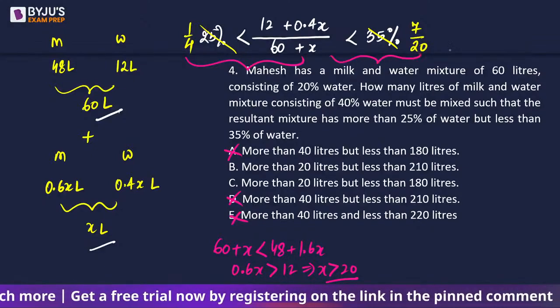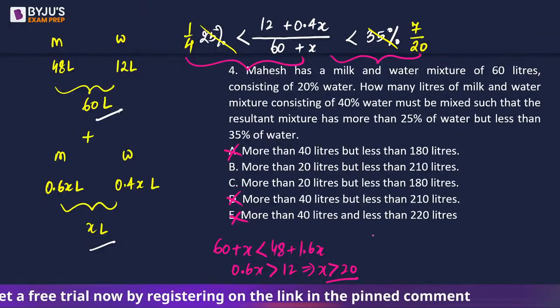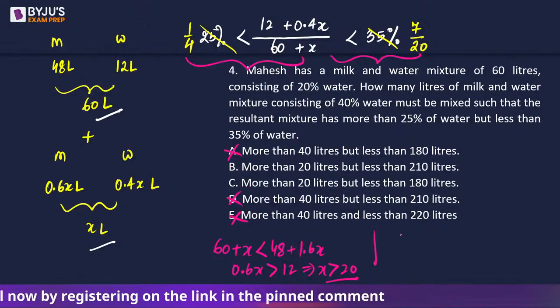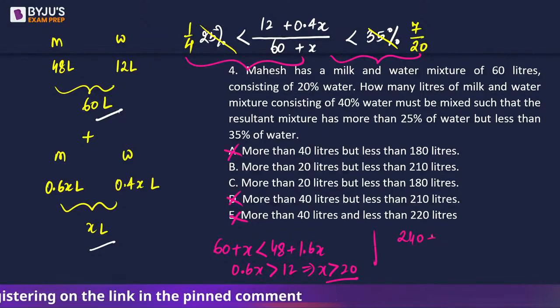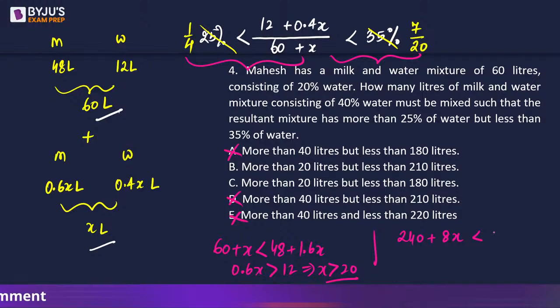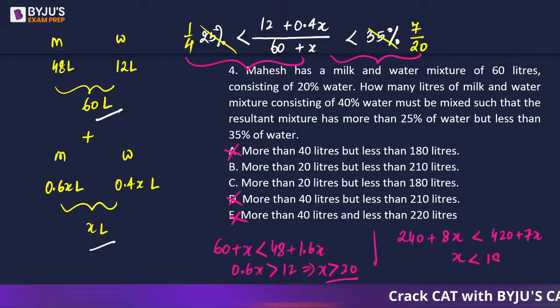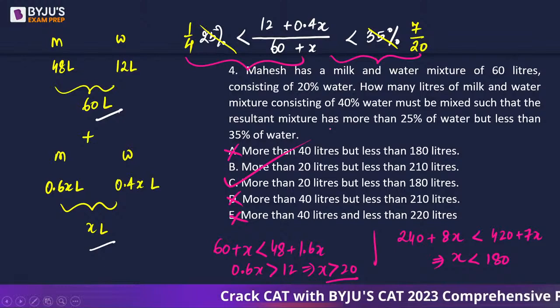Next, if we solve the other part, we will have 20 into 12, that is going to be 240, plus 0.4 into 20 or 4 into 2, that is 8x, is going to be less than 7 into 6, 420 plus 7x. So x should be less than 180. This is what we will be getting from the next one. So C is the answer.